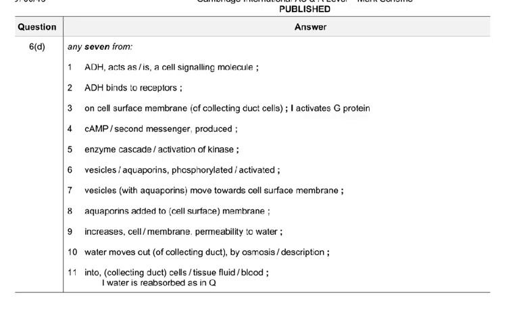Now, as you memorize the points, ADH acts as a cell signaling molecule. First point, ADH binds to receptors on the cell membrane of collecting duct cells. cAMP second messenger produced. Enzyme cascade. Aquaporins activated. I'm just going to use the words which I want to talk about. I like using these words. Aquaporins activated. Vesicles with aquaporin move towards the cell surface membrane.